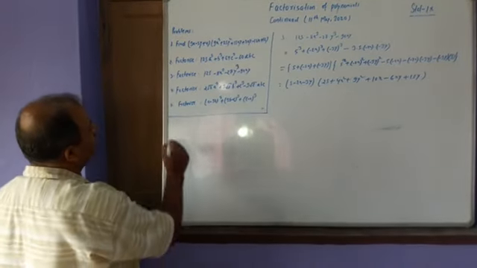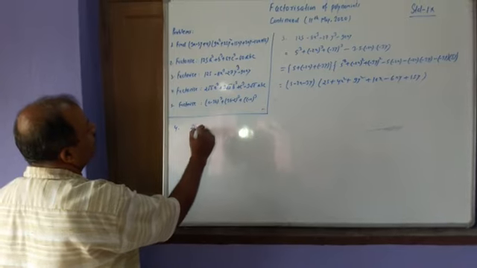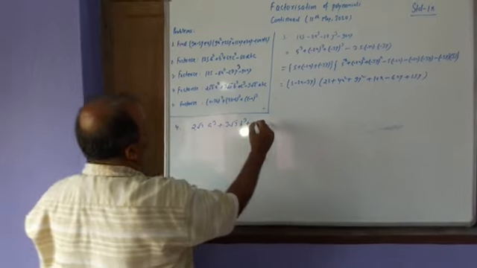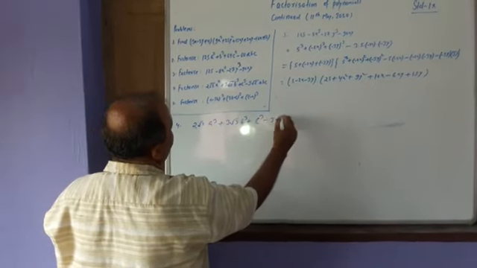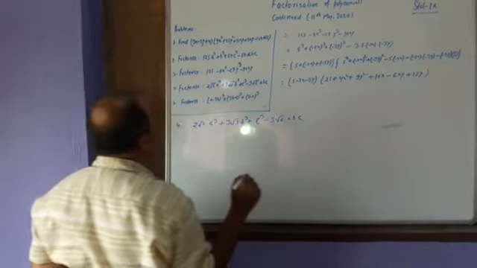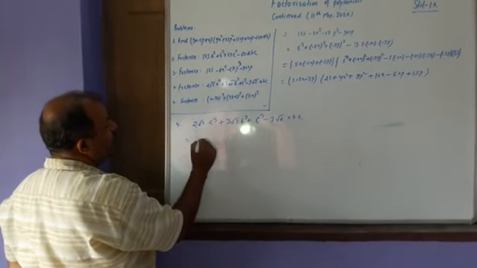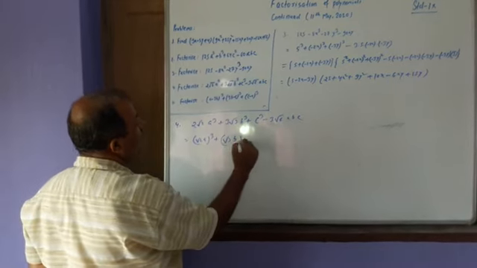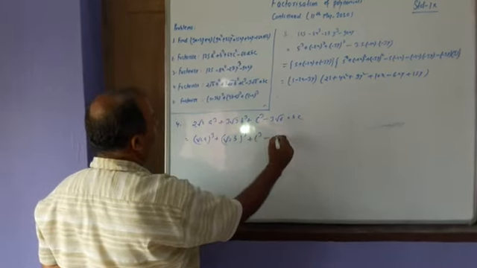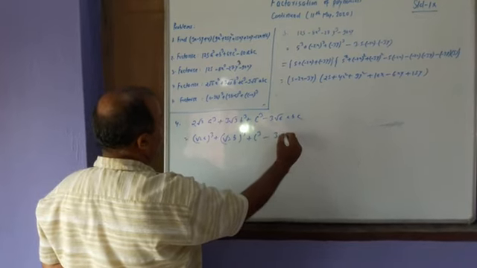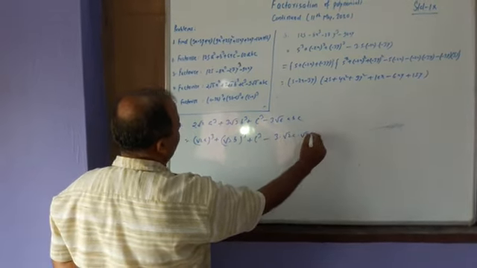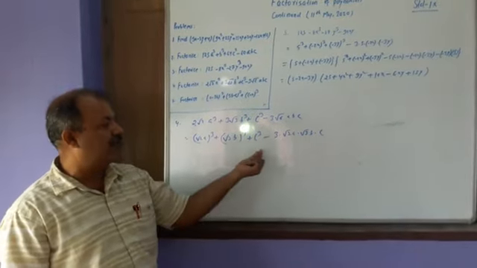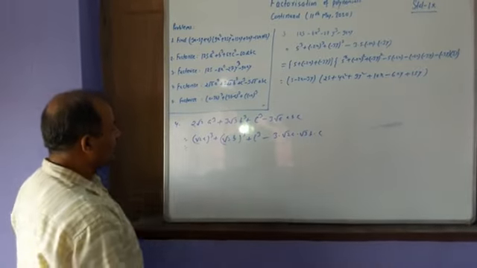Let us come to solve the fourth problem, that is 2 root 2 a cube plus 3 root 3 b cube plus c cube minus 3 root 6 abc. This is the cube of root 2a, this is the cube of root 3b, and this is the cube of c, minus 3 into root 2a, root 3b into c. It is of the form a cube, b cube, c cube minus 3abc.